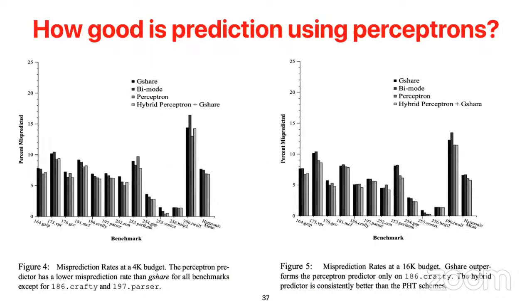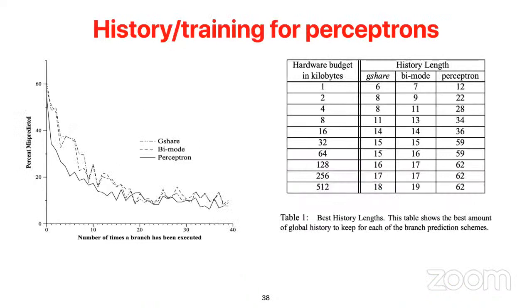But here, if you are given the perceptron predictor a sufficient budget, like 4K, 16K, it actually outperforms other predictors. But if you just have a 1K budget, that's not enough for a perceptron to work well. Another interesting thing about the perceptron predictor is that it works better if you have a super long history. Like the case we mentioned, where we need 20 bits to train, the perceptron predictor can probably work very well.